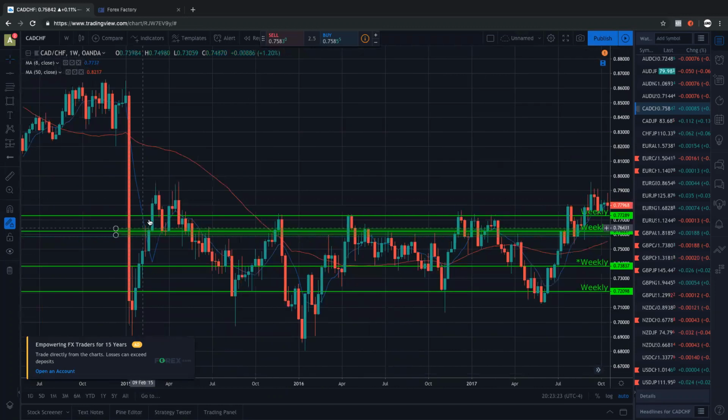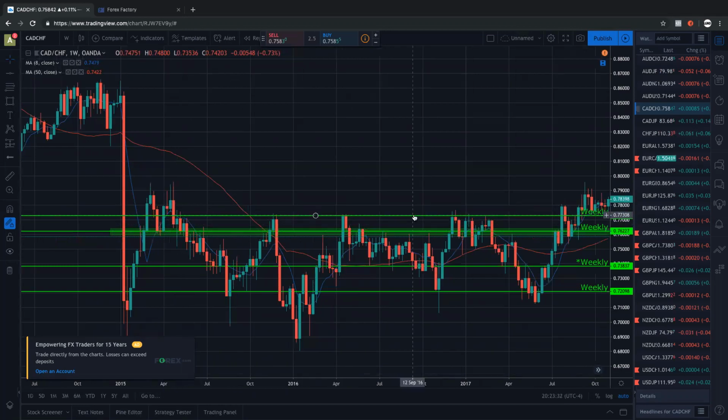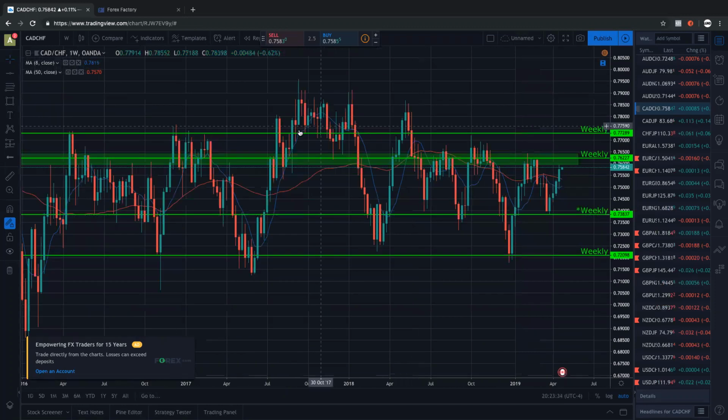And then the same thing happens up here at this level. Price breaks above it. It tries to stay above it. It falls back down. It does it again. It falls back down. We have all these wicks up at the top. So it's pretty much letting us know that these levels right here are very, very strong. Price tends to do stuff at these levels, right?